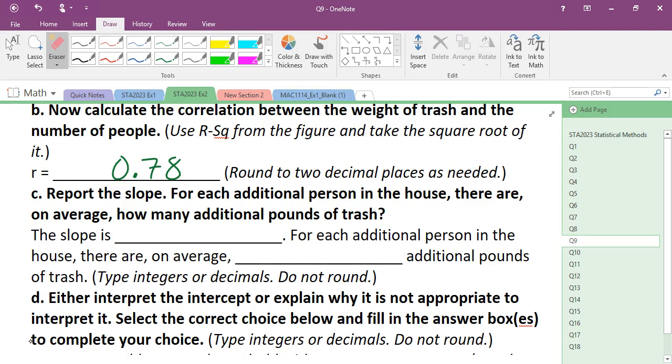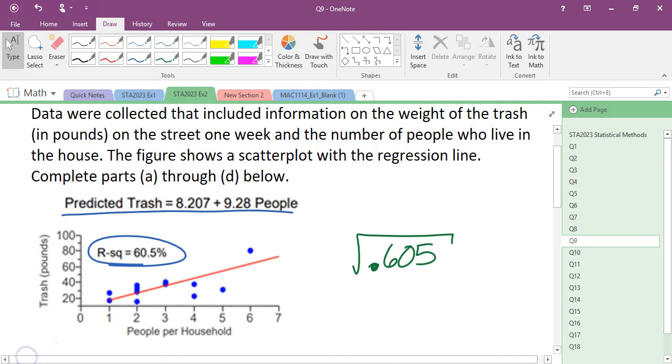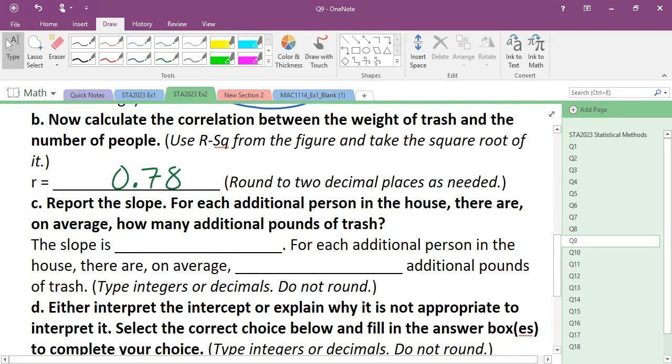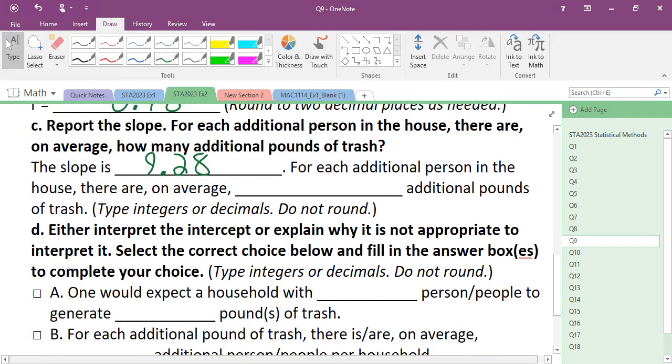It says report the slope. For each additional person in the house, there are on average how many additional pounds of trash? All right, so the slope is blank. Well, what was our slope? 9.28. Perfect. It'd be better if I didn't have the eraser on. 9.28. So for each additional person in the house, there are on average blank additional pounds of trash.